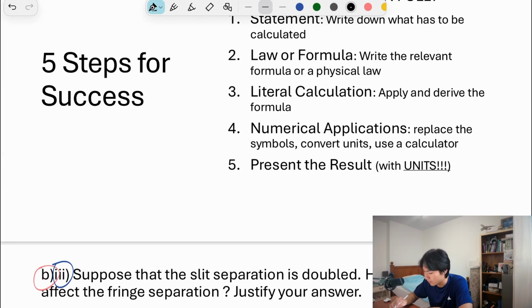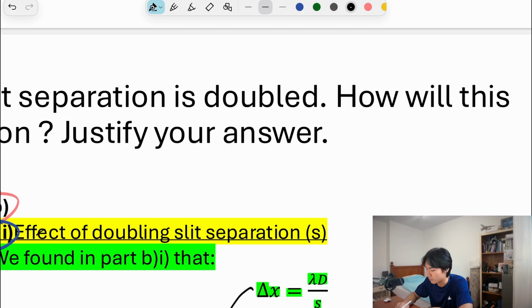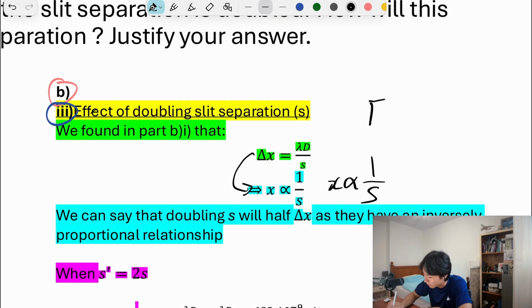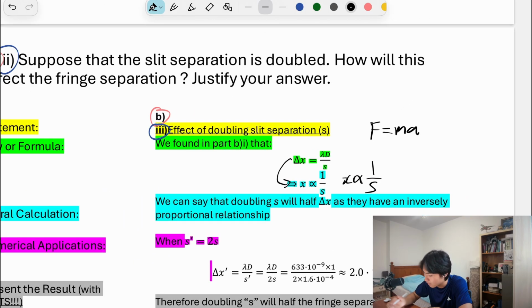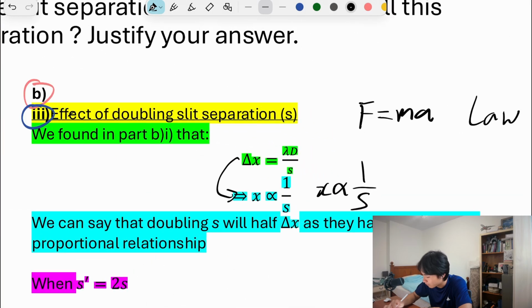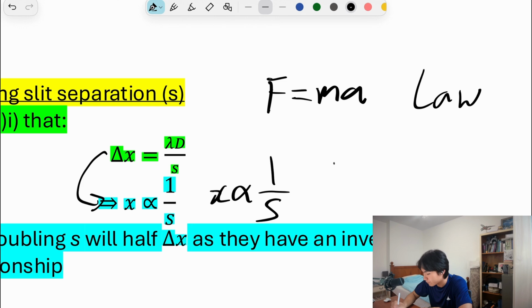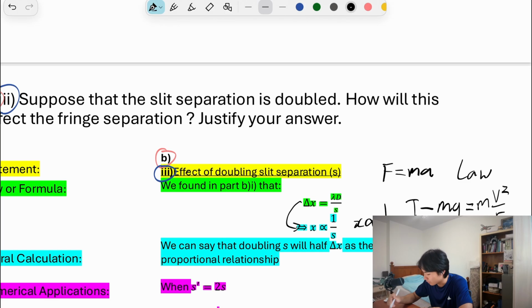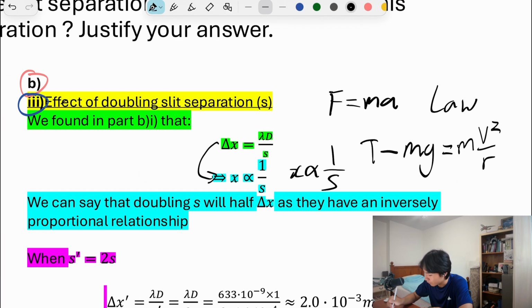So this is going to be the literal calculation part. For example, if you did Newton's law, F is ma is going to be the law part, Newton's second law. And then on the literal calculation part, you're going to derive that maybe tension minus gravity is going to be the mass times v squared over r, for instance. So this is where you're going to find the final answer using the given quantities.